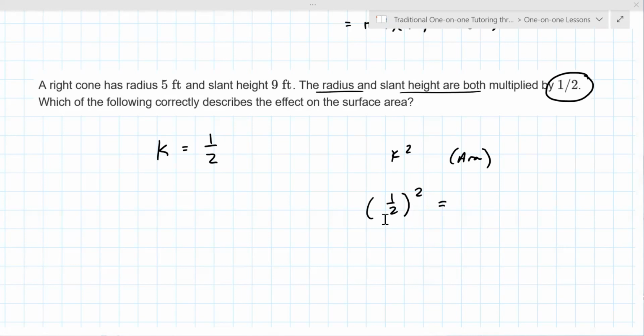I'm asking you, what is 1/2 squared? Oh, it's 25 or 1/4. 1/4, not 25, 1/4. Good.